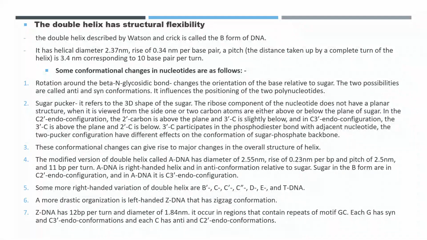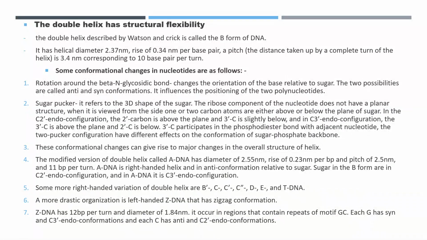When it is viewed from the side, one or two carbon atoms are either above or below the plane of the sugar. In the C2' endo configuration, the second carbon is above the plane and the third carbon is slightly below. And in the C3' endo configuration, the C3 carbon is above the plane and the C2 carbon is below. The 3' carbon participates in the phosphodiester bond with the adjacent nucleotide. The two pucker configurations have different effects on the conformation of the sugar phosphate backbone. These conformational changes can give rise to major changes in the overall structure of the helix.